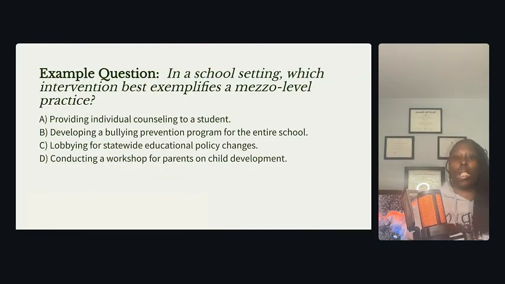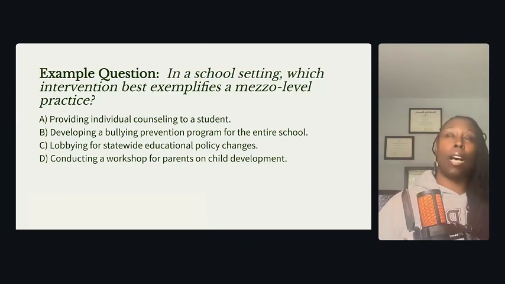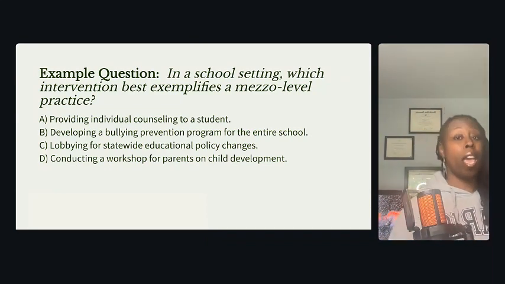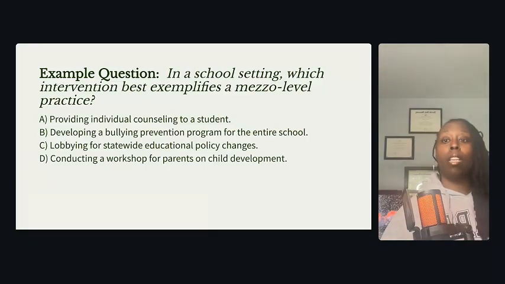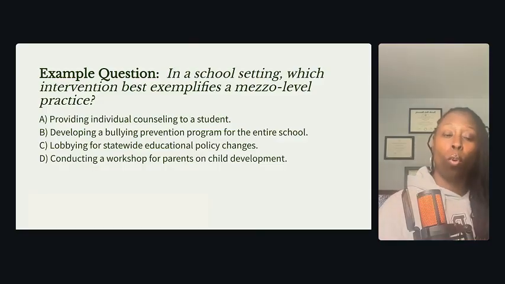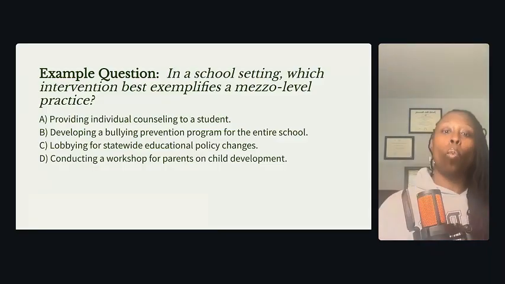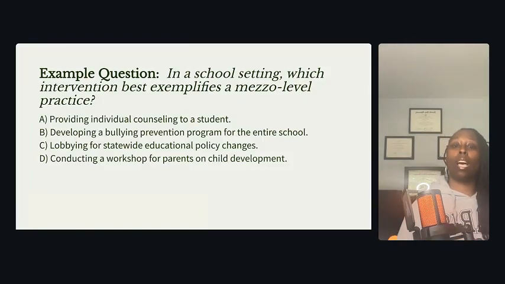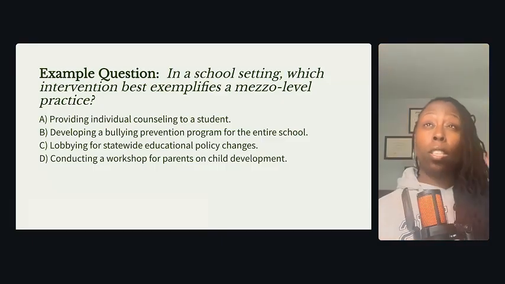So here goes a question. In a school setting, which intervention best exemplifies a mezzo level practice? Is it A, providing individual counseling to a student? Is it B, developing a bullying prevention program for the entire school? Or C, lobbying for statewide educational policy changes? Or D, conducting a workshop for parents on child development? So I'm taking this quiz with you guys.